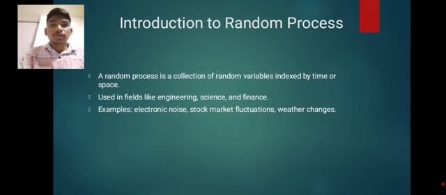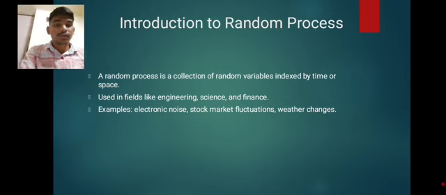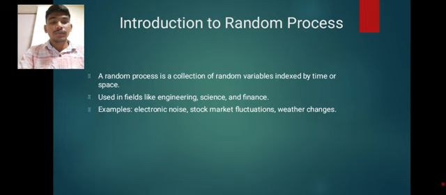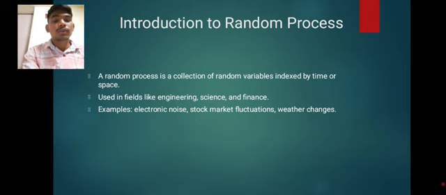The other definition of the random process is that a random process, or stochastic process, is a process in which a random variable depends on both the time and sample space. The examples of random process are message signals in communication, background noise in a receiver, variations in weather, temperature or rainfall, and speech and music signals.